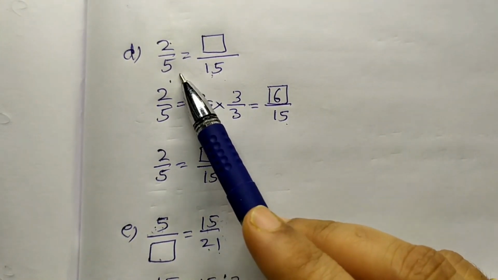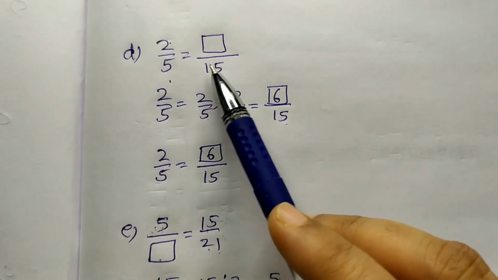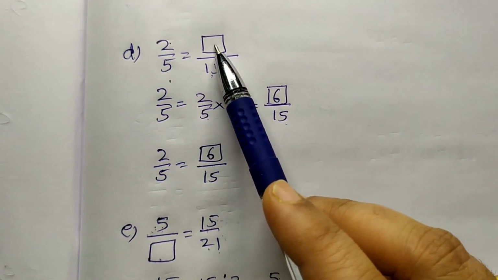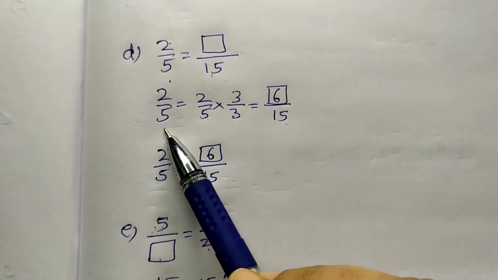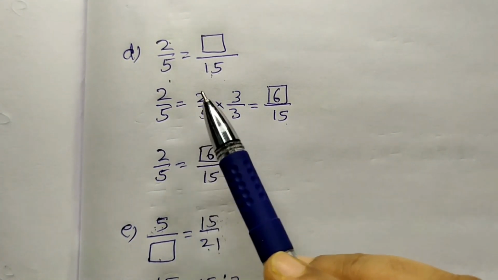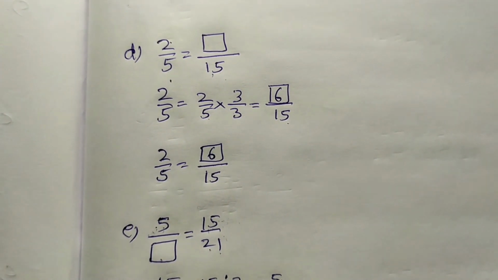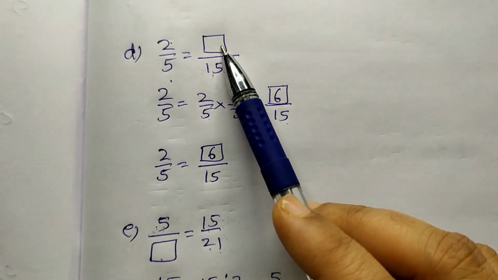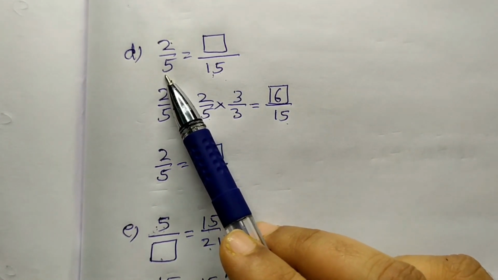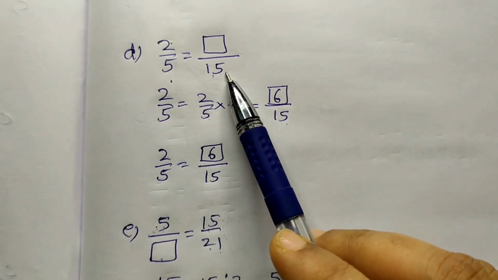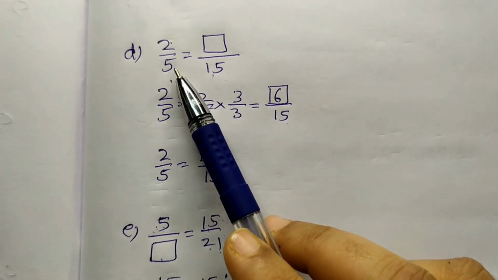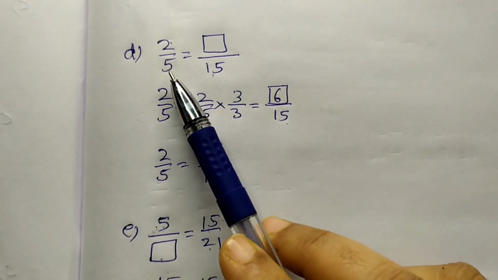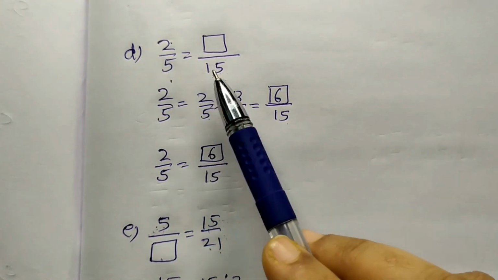Here we have another problem. 2 by 5 is equal to box by 15. So we have to fill the number in this box. 2 by 5 is equal to some number by 15. So we have to find this number. Here we have the denominators 5 and 15. So we have to multiply with some number to get 15. So we get 5 into 3 is equal to 15.